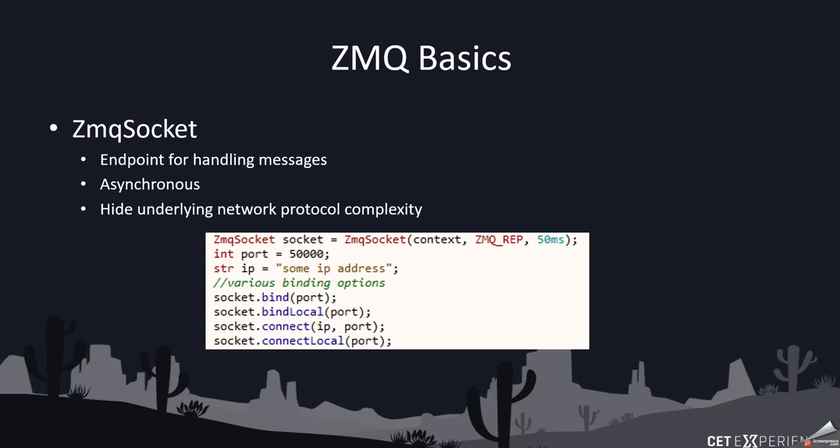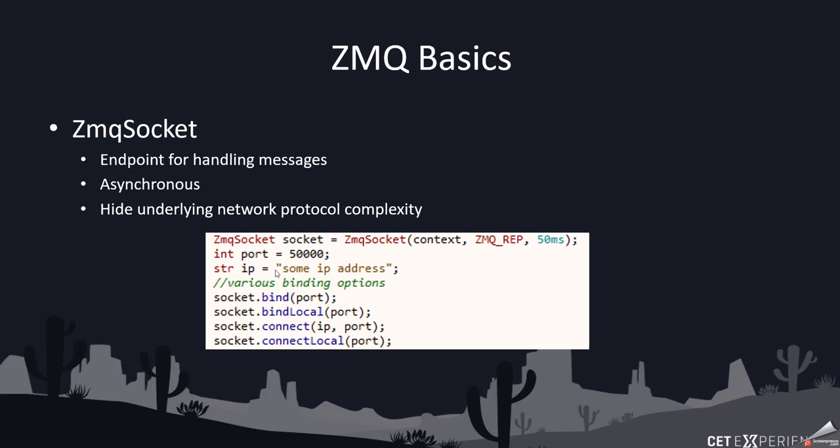So for a socket, it's just that line at the top. You pass in the context you created earlier, and then you tell it which type of socket it is, and that'll depend on the networking pattern you're doing. This one on this slide is a reply socket, so it's used for request-reply communications. And then the third parameter is just your linger, which is like a timeout. That helps to make sure your messages get sent out before it closes.